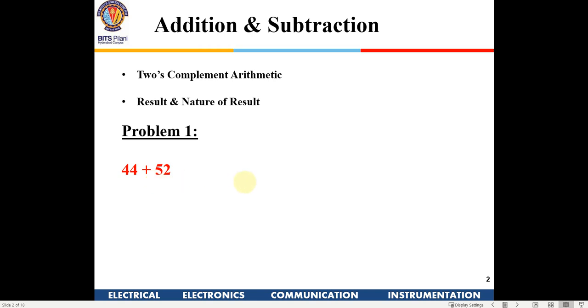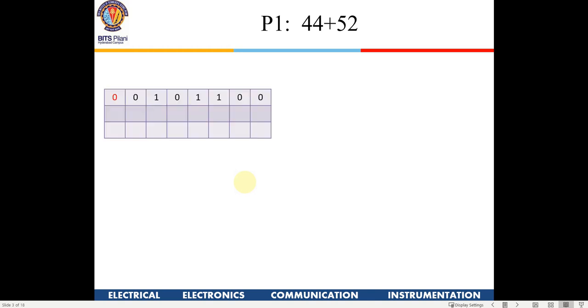We have to do it in binary. So this is 44 in binary, which is written in the first place. The first bit essentially represents the sign bit. Here we are considering 8-bit data. We are representing 44 in 8-bit data essentially.